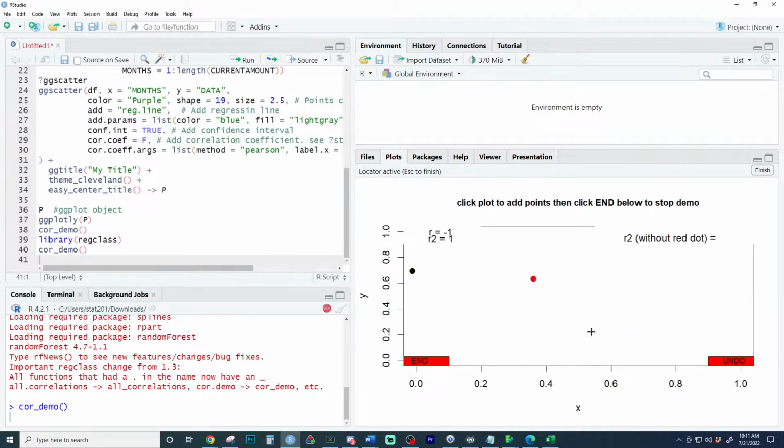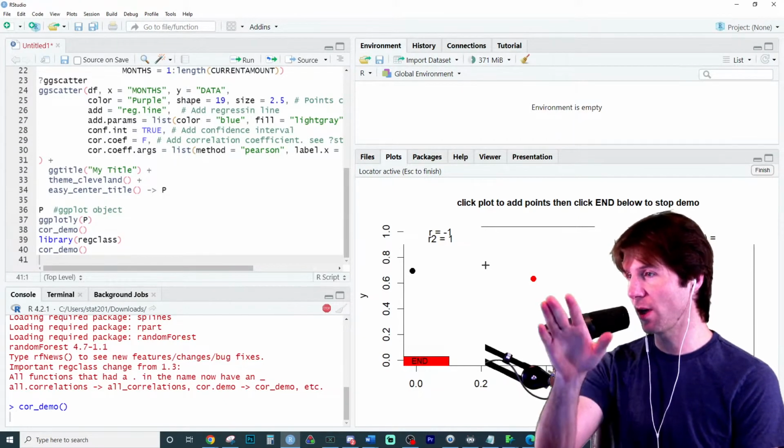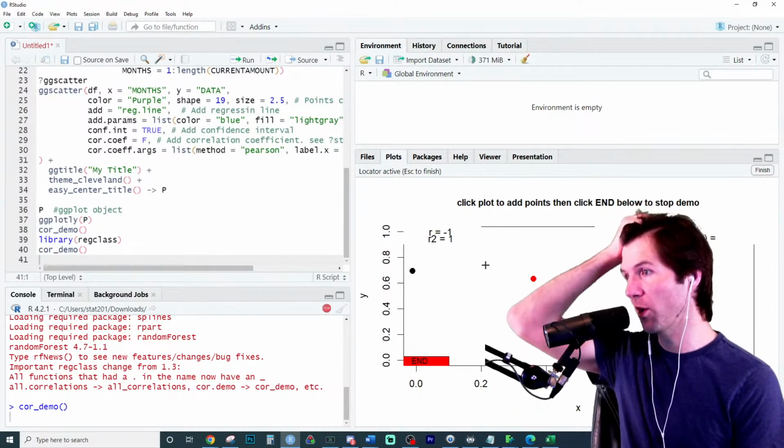But you'll always have a correlation of 1 or negative 1, excuse me. Even my brain's got to boot up a little bit. You'll always have a correlation of 1 or negative 1.